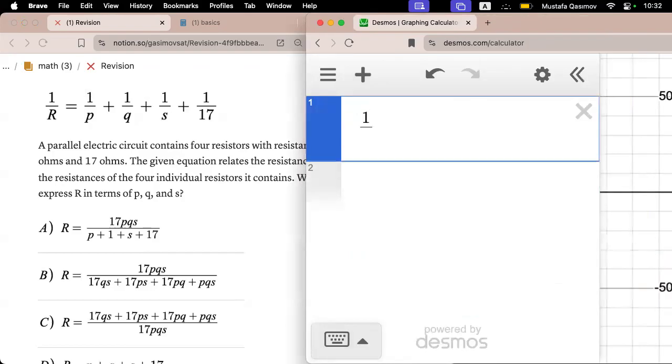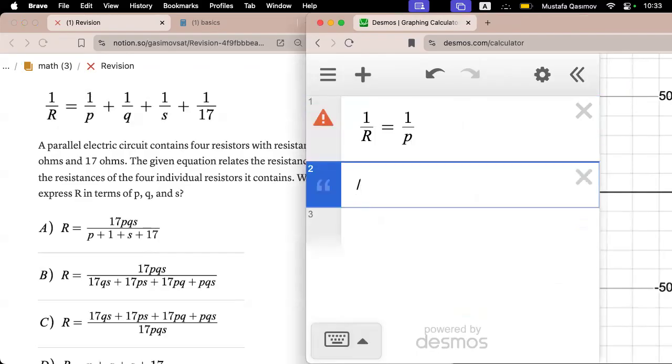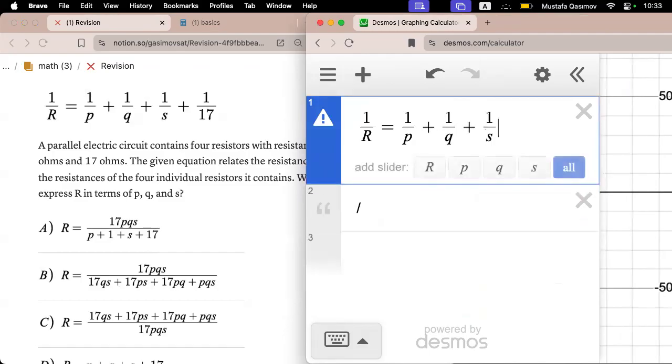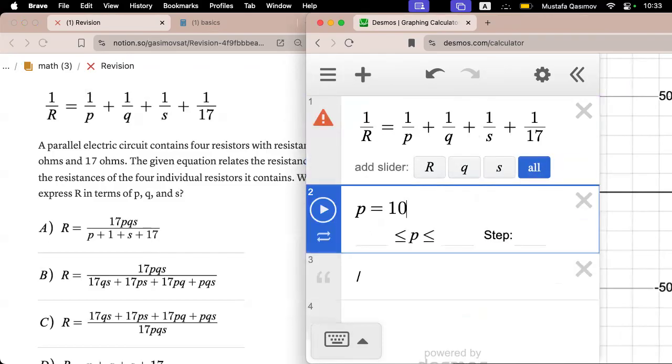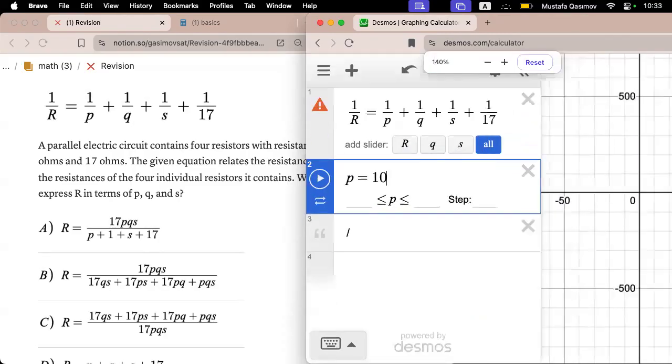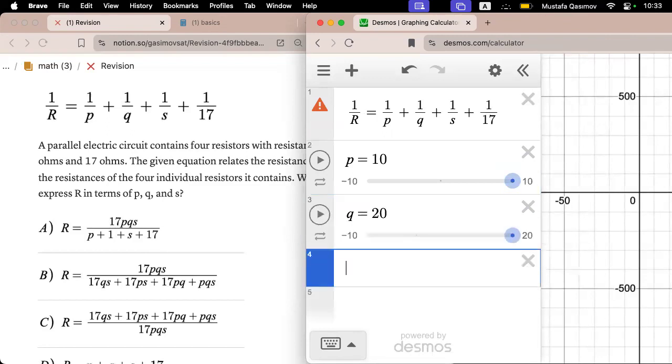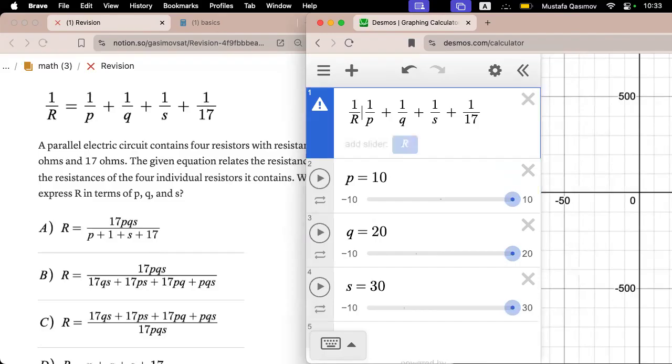1 over R is equal to 1 over P. If you don't know how to put this fraction, it is by the way slash. When you write slash, it will be automatically fraction. 1 over Q plus 1 over S and plus 1 over 17. Then let's write instead of P, for example, 10. Let's write instead of Q, for example, 20. Let's write S is equal to 30. And let's write here this one.